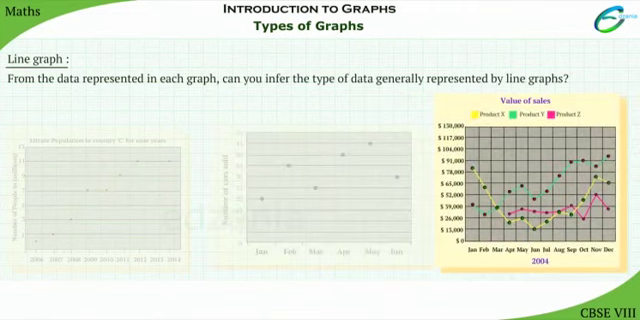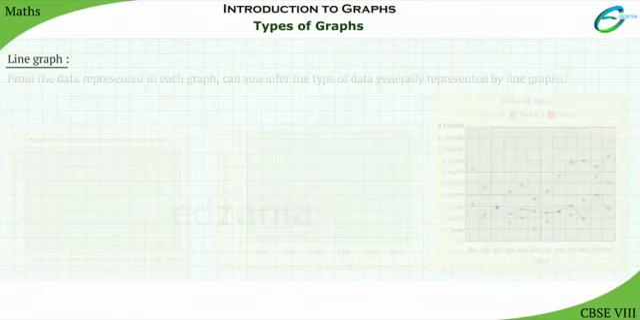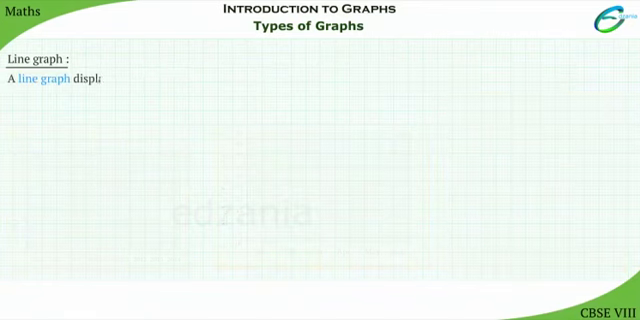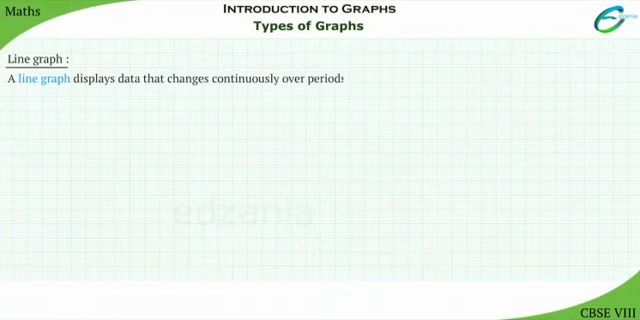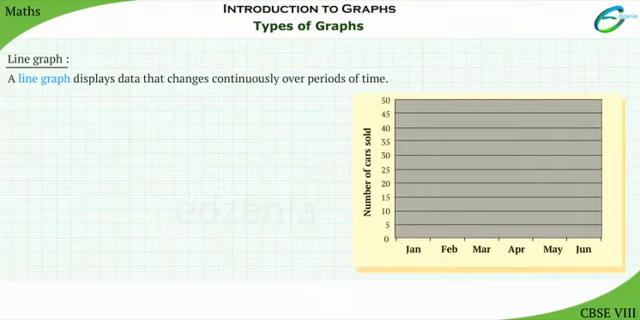The third graph shows a comparison of values of sales of 3 different products in the year 2004. For each of the products X, Y, and Z, the trend is different. Thus, we can say that a line graph displays data that changes continuously over periods of time. Let us learn to read and create line graphs.